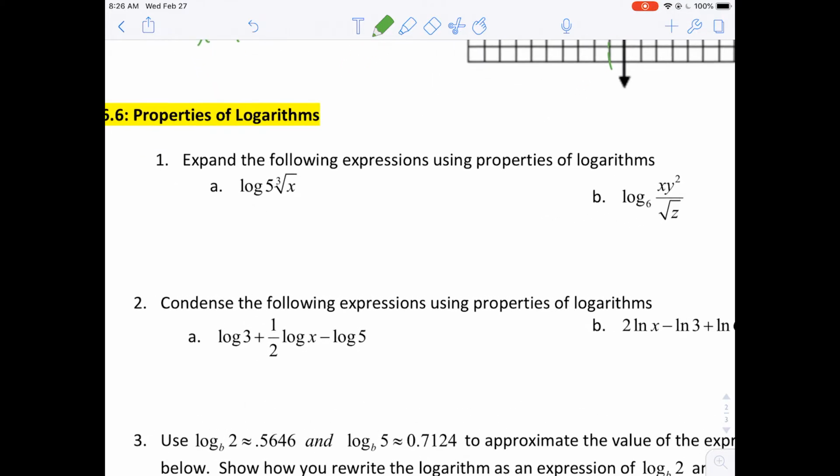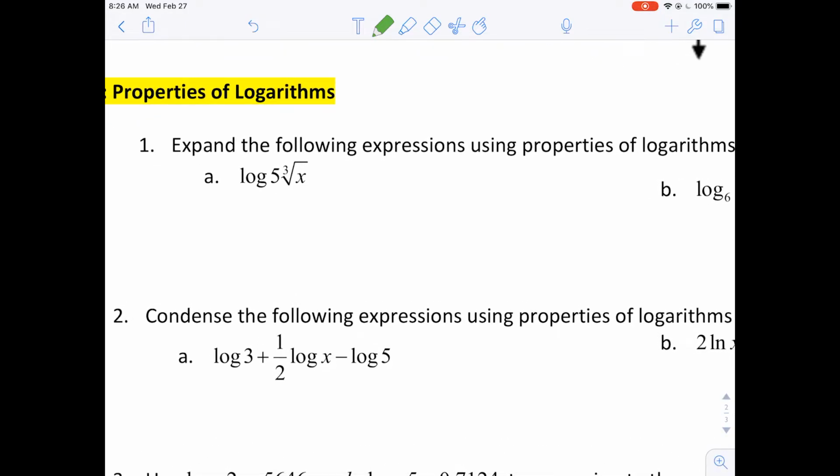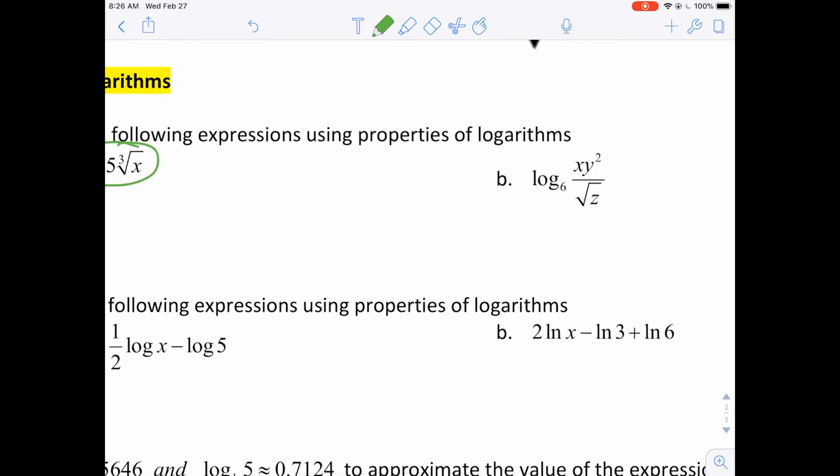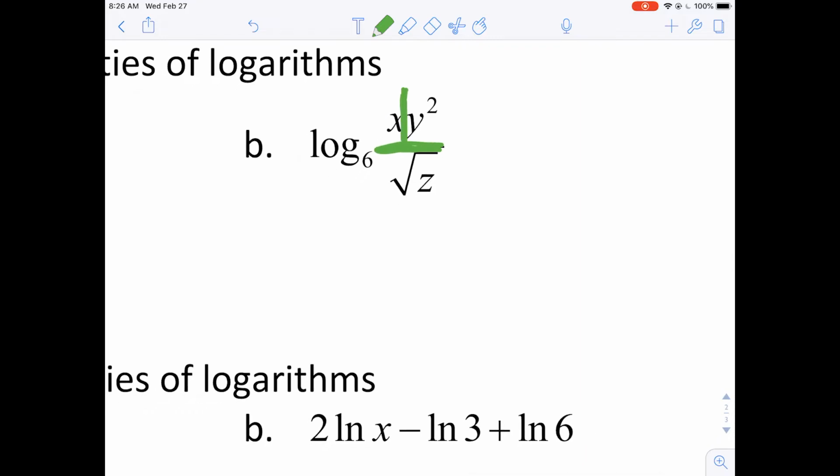Next, we're going to expand the following expressions using properties of logarithms. Okay. So I'm going to let you guys try this one on your own. Let's go over to the one that's a little bit harder. Okay. So we always want to split up everything. So these things are going to split. This is going to split.